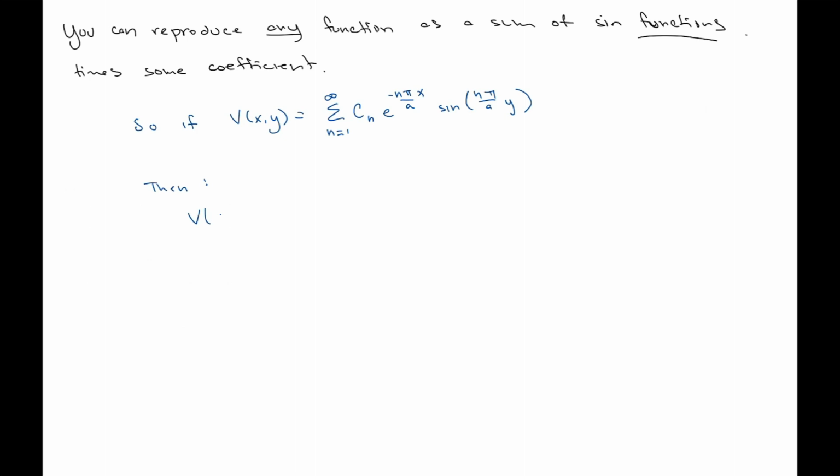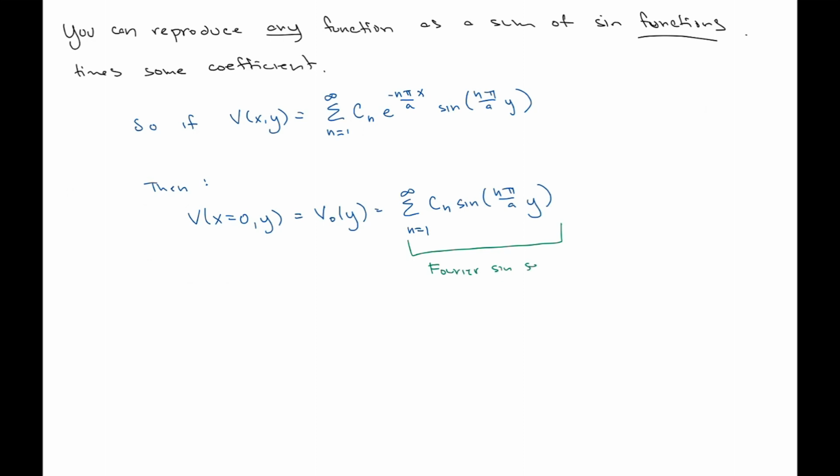So then I can specify the right set of these c values, so that at x equals 0, I can find a set that will give me the function that I set at my hot plate. And the difference here is I can get rid of that exponential term because I've got x equal to 0. So this is what's called a Fourier sine series. And this is my any function.